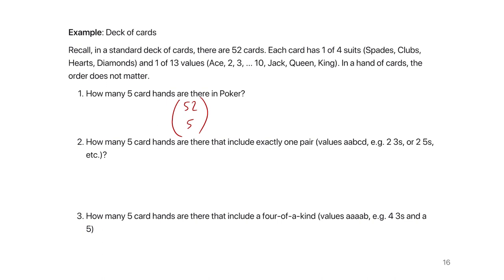So actually, I want you to do 3 first before you work on 2. Okay, so I'll give you a couple minutes. Work on number 3 and then work on number 2, because 3 is slightly easier. For 3, you want to figure out the number of 5 card hands that include a 4 of a kind. So like 4 aces and a 2, or like 4 jacks and a 7, or something like that.